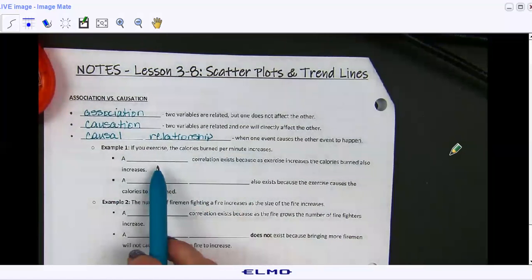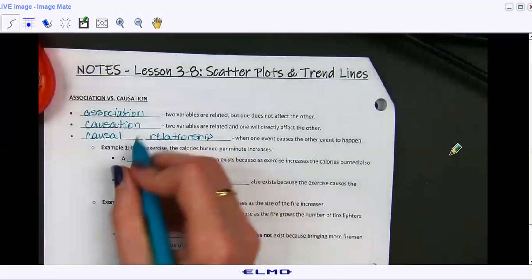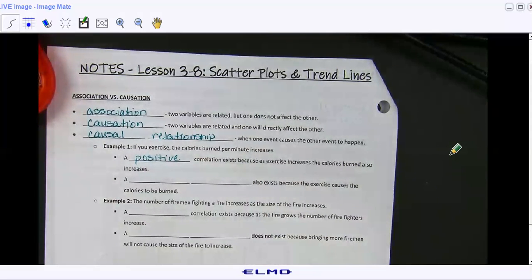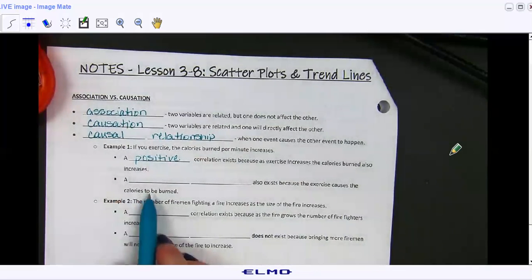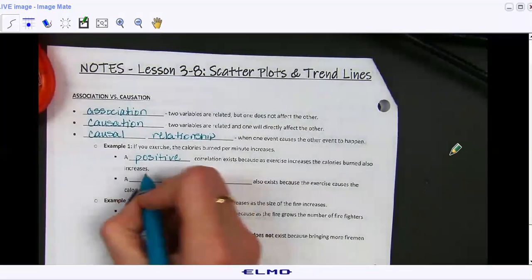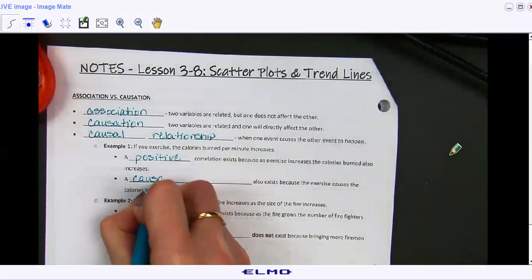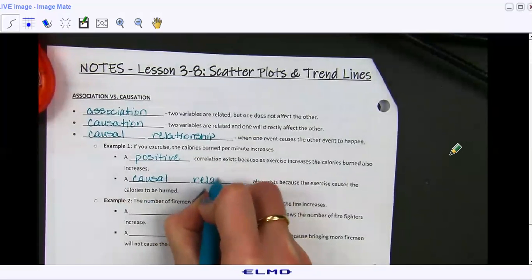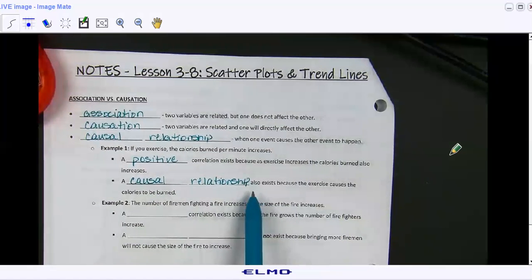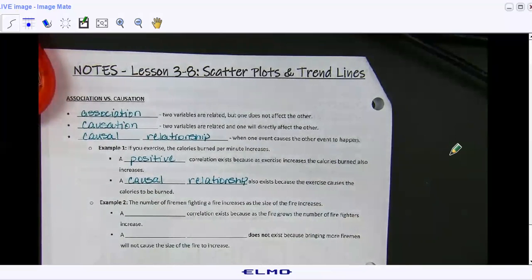So is that a positive, negative, or 0 correlation? Positive correlation. How could it be 0? We'll get to that. You'll see an example of one. So my next bullet point is asking, is there a causal relationship? Does one cause the other to happen? Yes. So there is a causal relationship. Causation is the same thing. It exists because the exercise causes the calories to be burned.